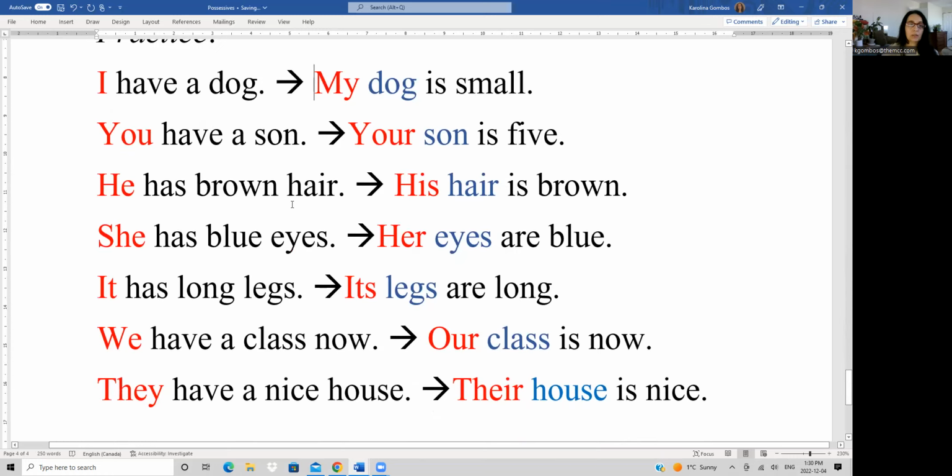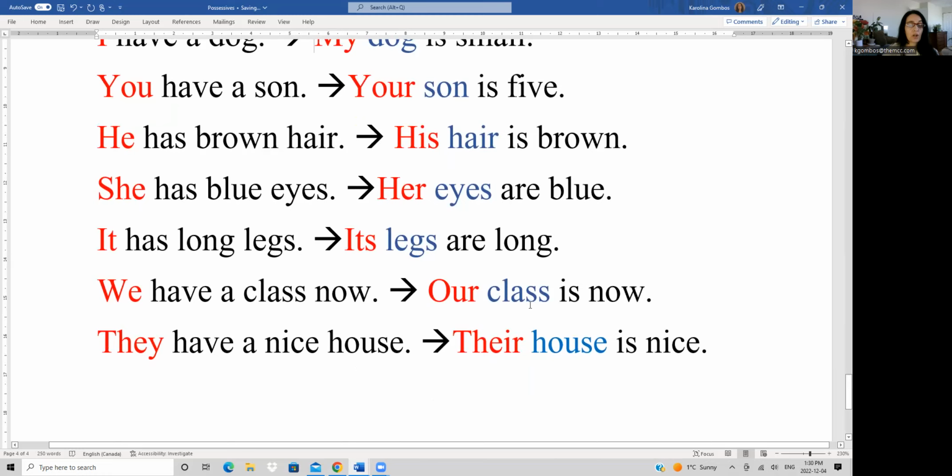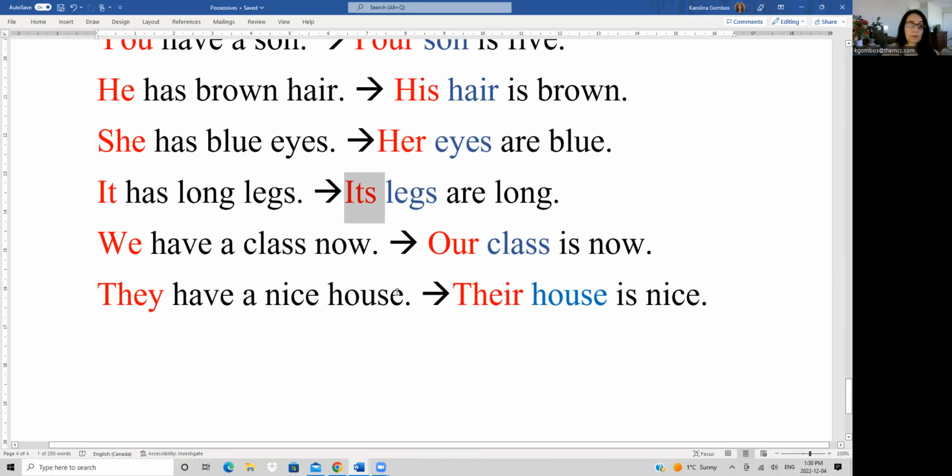He has brown hair. His hair is brown. She has blue eyes. Her eyes are blue. It has long legs. Its legs are long. Maybe I'm talking about a giraffe. Maybe I'm talking about a dog or a cat. You can say the dog has long legs. The dog's legs are long, or its legs are long. I don't know if the dog is a boy or a girl, so I can use it.